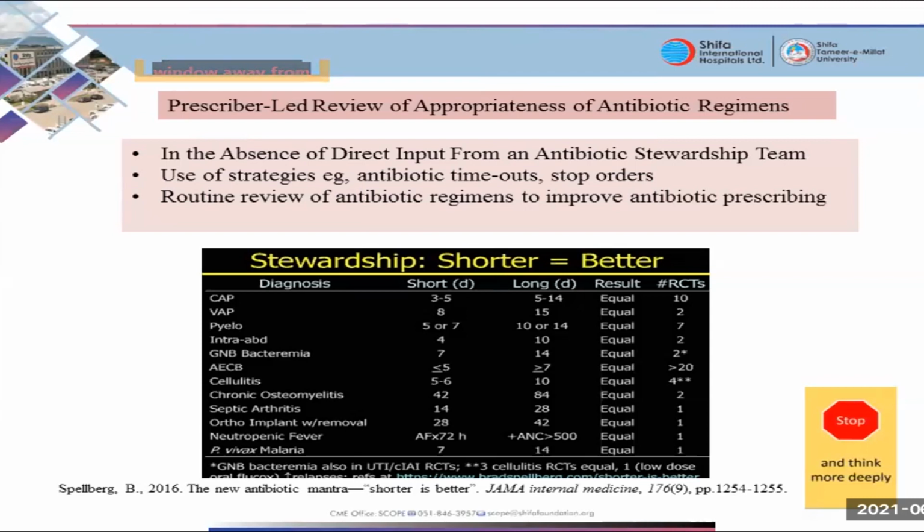So basically this is sort of self-stewardship in which there is no prompting or direct input from the stewardship team. Success rates might also be low while using this strategy. Obviously, unless you're using any direct prompting, the success rates would be low, but it can be used somehow. And checklists, you can make certain checklists for these physicians that they have to fill at each timeout, at each stop order. So each time a physician reorders an antibiotic, he would think more deeply.